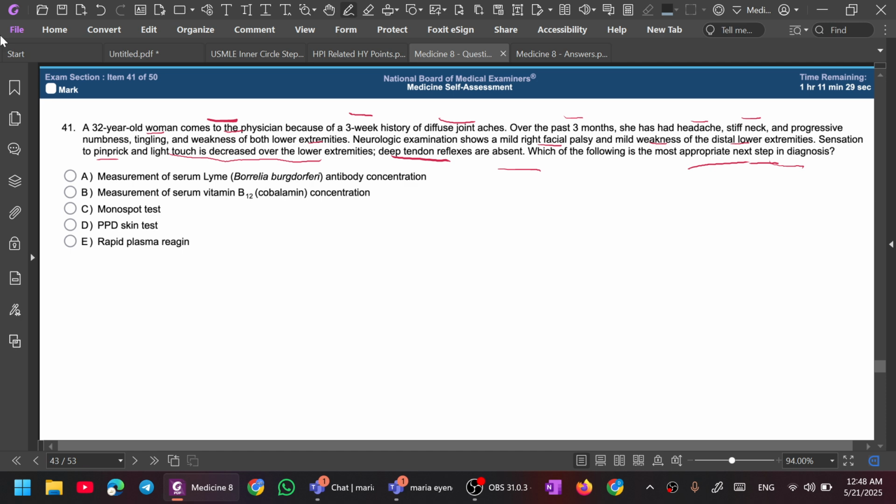Wait. Three week history of diffuse aches, numbness and tingling in both lower extremities, joint pain, headache, mild right facial palsy, and mild weakness of distal lower extremities. Pinprick is decreased in the lower extremities. How do you think? What is your diagnosis?